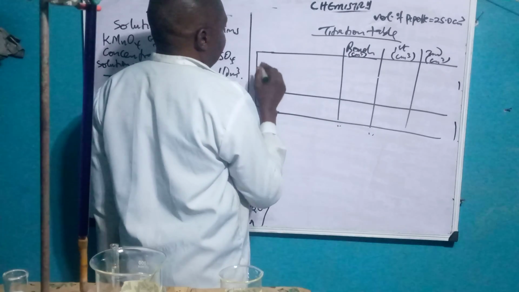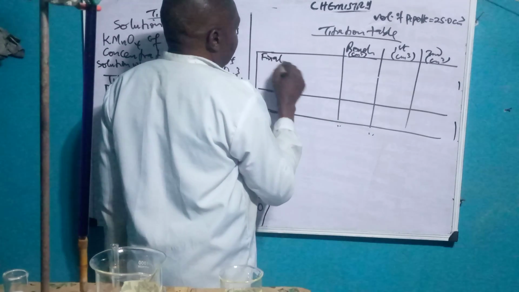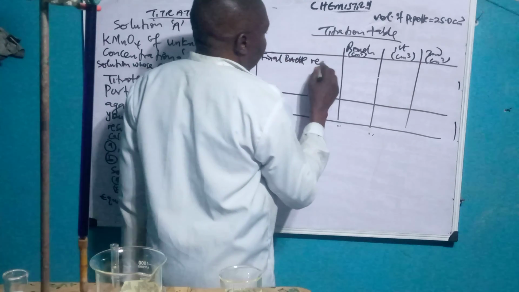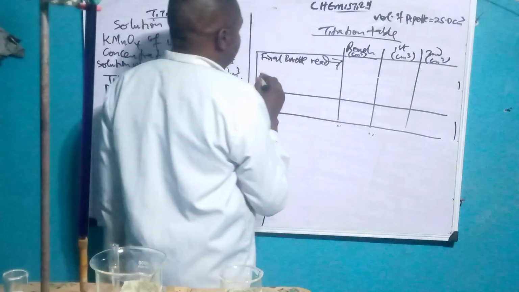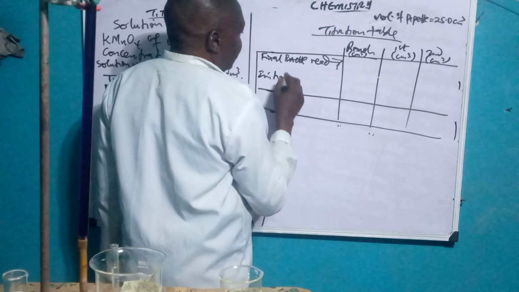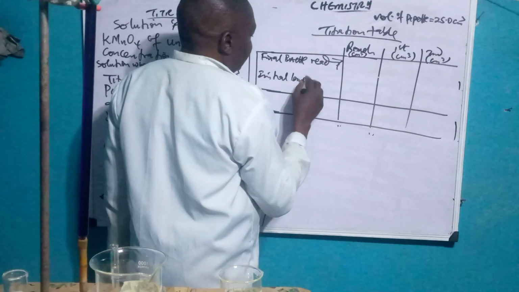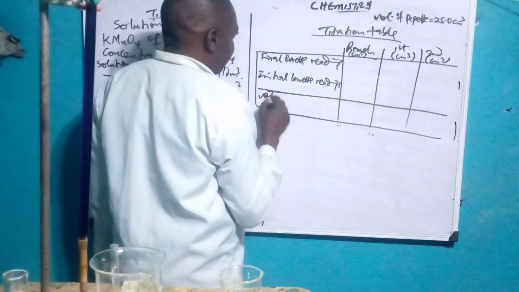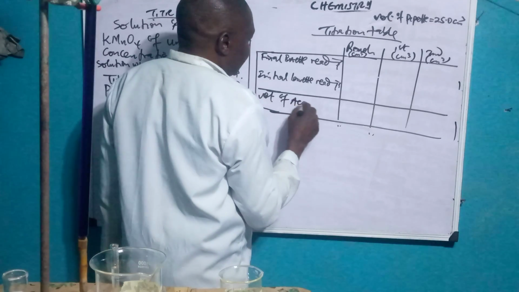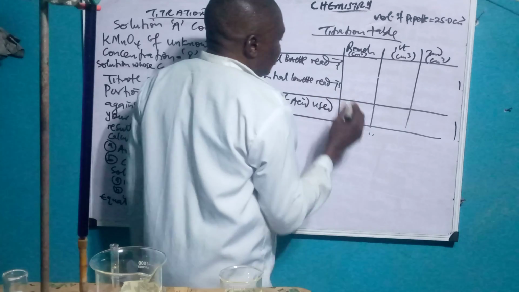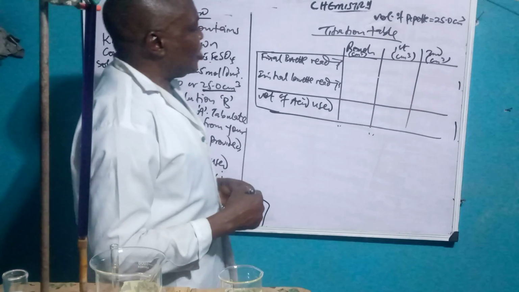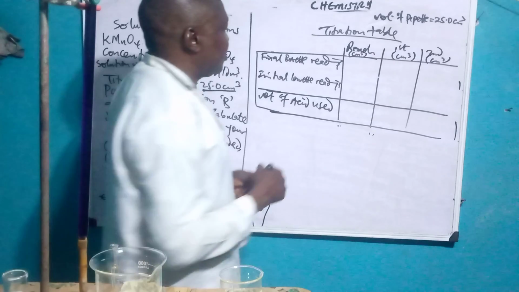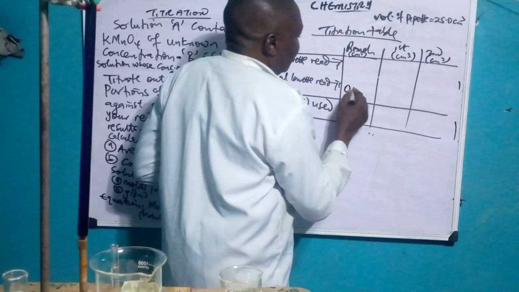Final burette readings. Initial burette readings. Volume of acid used. So this is how you draw your table. As you progress, you start entering the values you're having from the reading of the burettes. So this one you can start with 0.00, 0.00, 0.00.